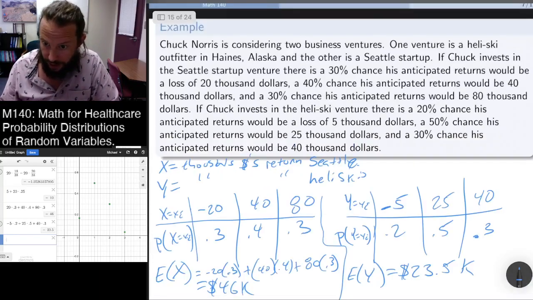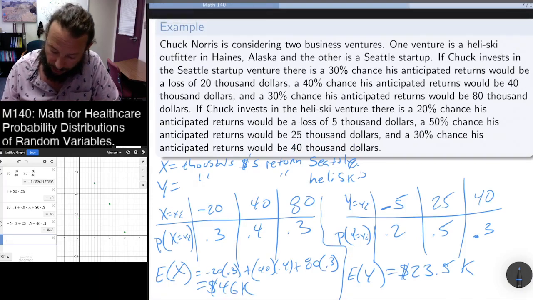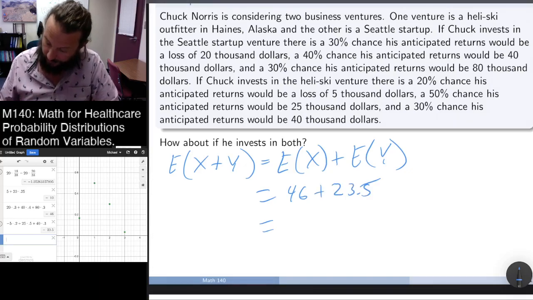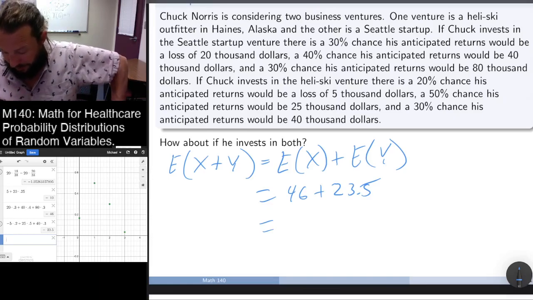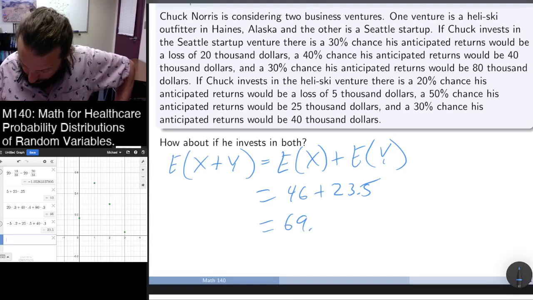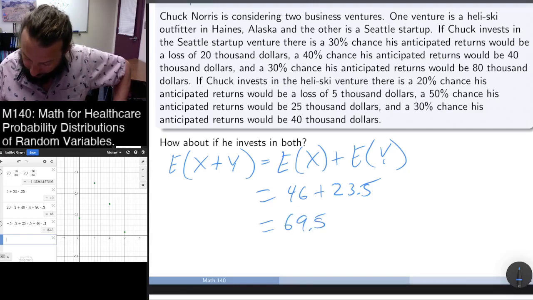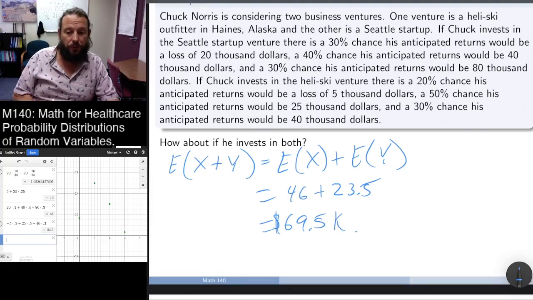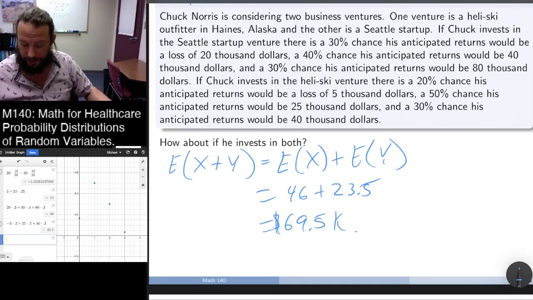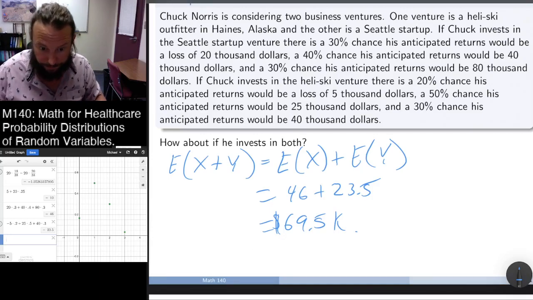And what do we get here? I have to remind myself, 46 and 23.5. So we get 46 plus 23.5. Oh, geez, what did I get there? 69.5 thousand dollars if he invested in both. And that is the beauty of our linearity. Okay.